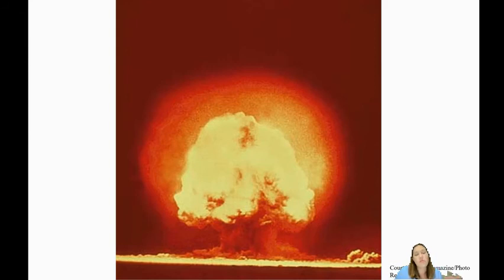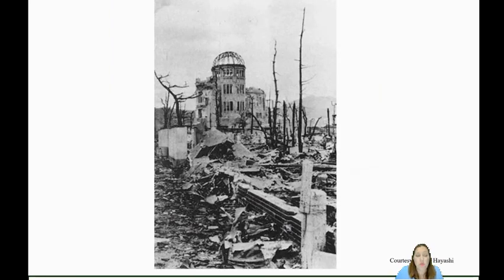But then there are also some bad effects. We have the world's first atomic explosion. This was actually in New Mexico, okay? I don't know if you know that. Hopefully you learned that in your history class, but that's where the first atomic bomb explosion was, a test site. So that would be one case of a bad effect of nuclear reactions.